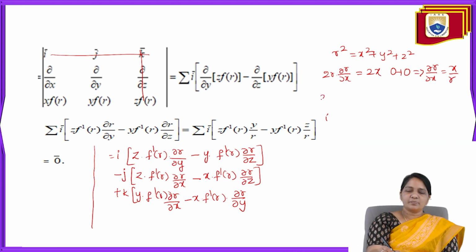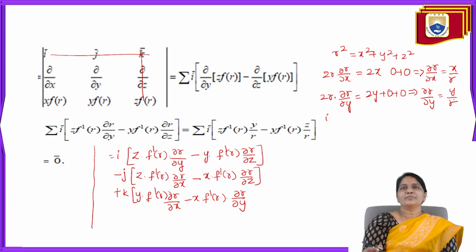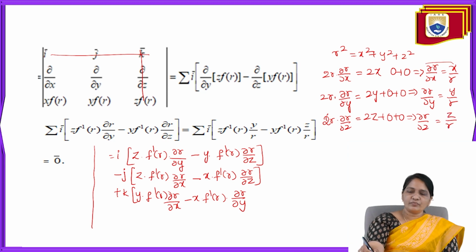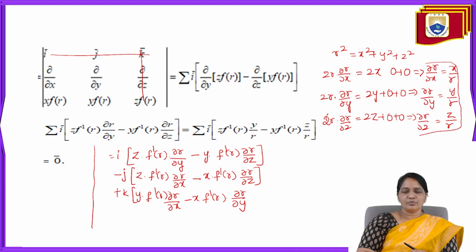Next I am differentiating with respect to y. So 2r into ∂r/∂y is equal to 2y. Remaining two terms are 0 because those are constants. Now ∂r/∂y equals y by r. Next I am differentiating with respect to z now. So ∂r/∂z. So this is 2z. Remaining two terms are constants. So now ∂r/∂z equals z by r. Now I have the values of ∂r/∂x, ∂r/∂y and ∂r/∂z. I am going to substitute here to find the final value.